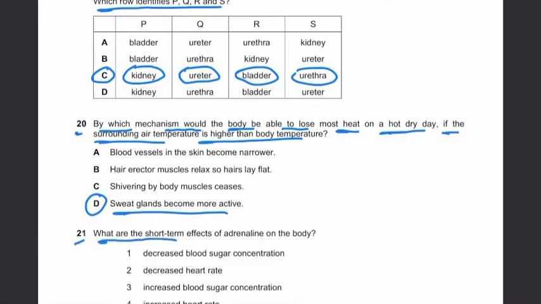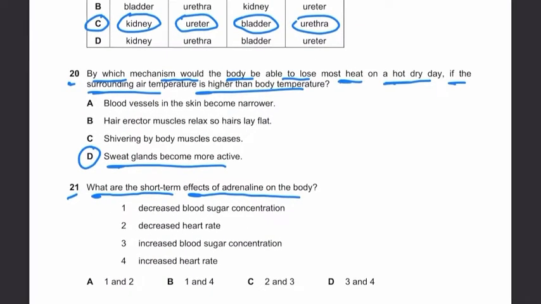Let's move on to MCQ number 21. What are the short-term effects of adrenaline on the body? So guys, as you all know, adrenaline increases the heart rate, it increases the blood pressure, it causes vasoconstriction, and it stimulates the liver to break down glycogen into glucose, and so it raises the blood glucose concentration. The glucose is then released into the blood, right? And the blood glucose concentration rises.